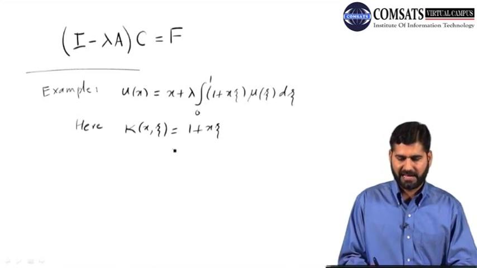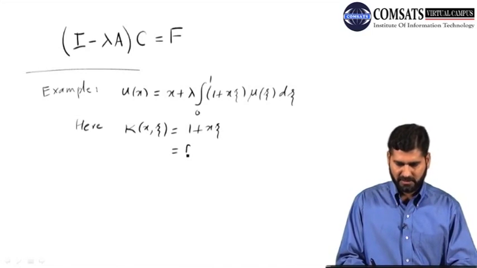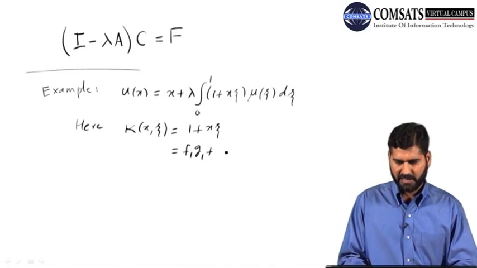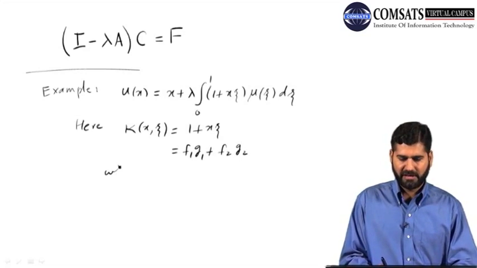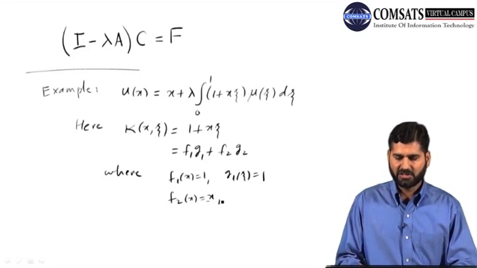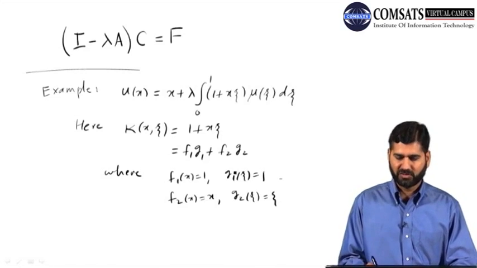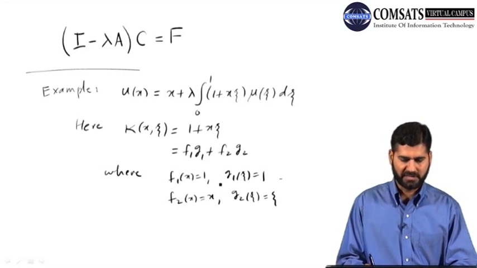So you can write this as f1 g1 plus f2 g2, where f1 of x is 1 and g1 of xi is also 1. Similarly, f2 of x is x and g2 of xi is also xi. So f1 g1 plus f2 g2 is your kernel. It's very easy to see here.